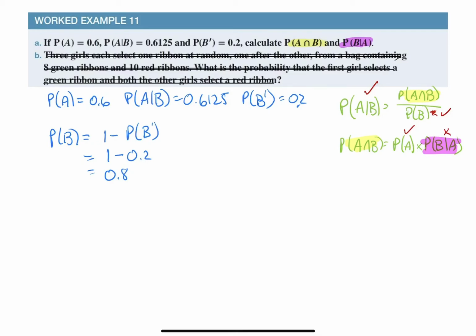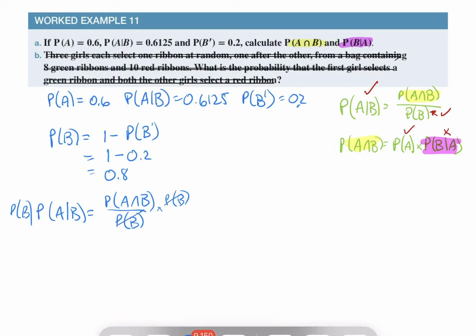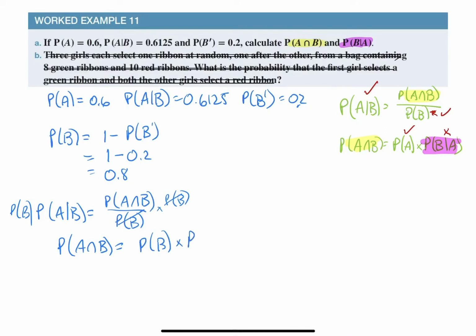Again, you can decide if you want to substitute values before or after. The probability of A given B equals the probability of A and B divided by the probability of B. I'm going to multiply both sides by the probability of B to make that the subject, so that cancels. So the probability of A and B equals the probability of B multiplied by the probability of A given B. That gives us 0.8 multiplied by 0.6125, which gives an answer of 0.49.